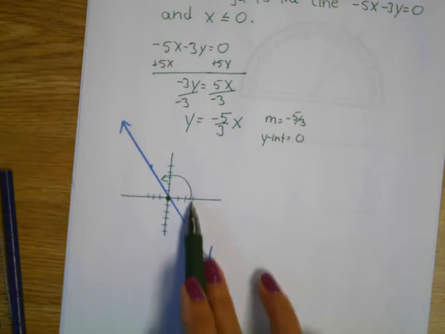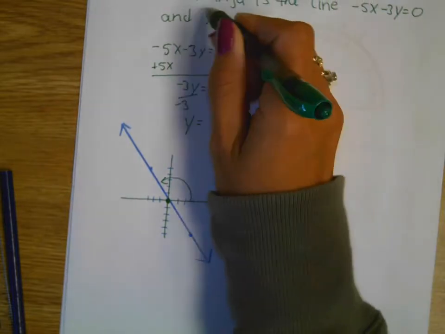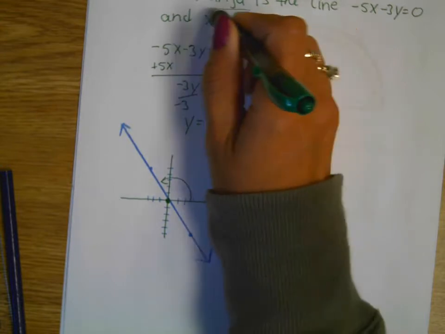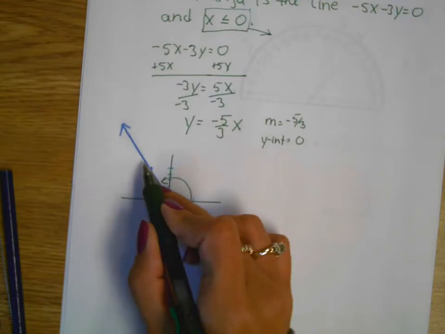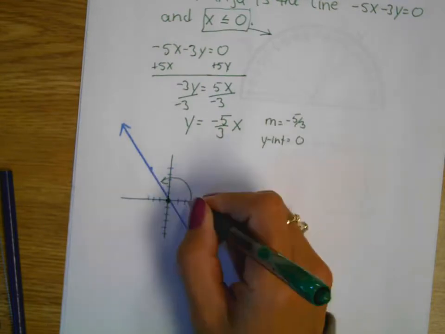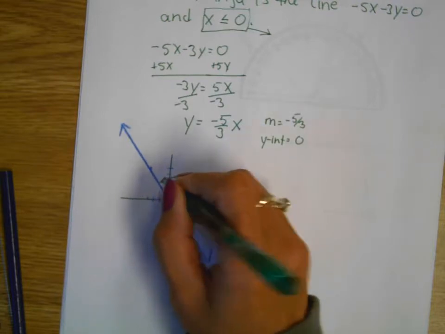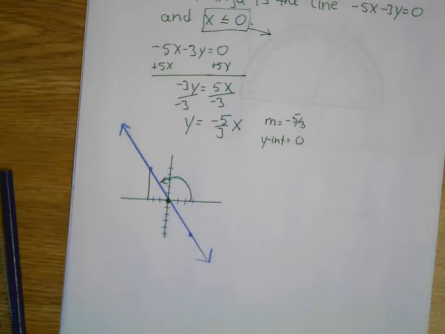We don't want this one because our x values are all positive over here. So you do have to use this second piece of information. When they're telling me x is less than 0, that happens in quadrants 2 or 3. And my line is in quadrant 2. So that's why I'm going to make it be this triangle here, not this one down here.